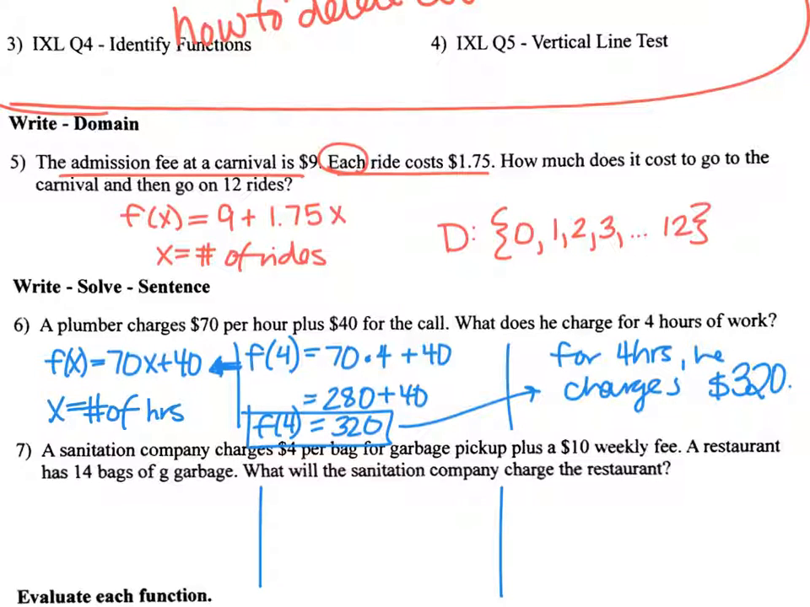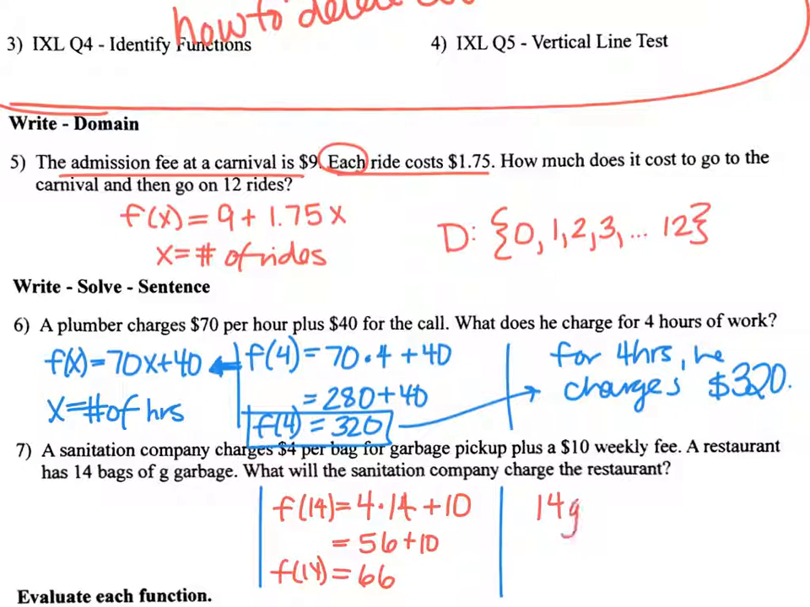All right, if we look at question 7, very similar type of setup here. If we do 14 garbage bags, that's going to be $4 for every garbage bag, so 4 times 14, plus $10 for the weekly fee. And that's going to give us 56 plus 10, 66. Okay, that means 14 garbage bags cost $66. This is not a great sentence. I really mean to pick up 14 garbage bags.